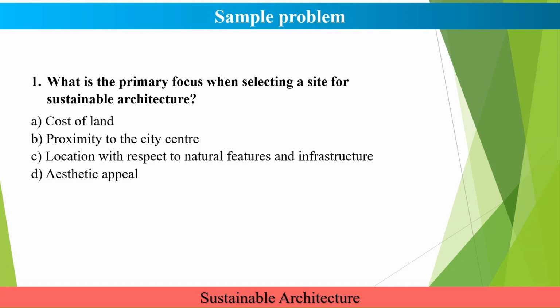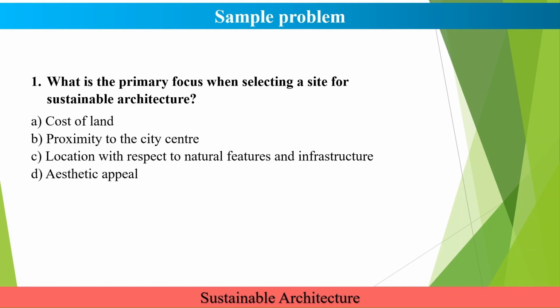Let me announce the correct answer for this particular question. The correct answer is option C. Tisha and all are absolutely right. That is the location with respect to the natural features and infrastructure. Whenever we select a site for sustainable architecture, it is crucial to consider its proximity to transport hubs, natural features like flood plains and habitats, and existing infrastructure to ensure minimal environmental impact and sustainable development. That's why, looking at the four options, C is the most suitable answer for this question. Is it fine with all of you?